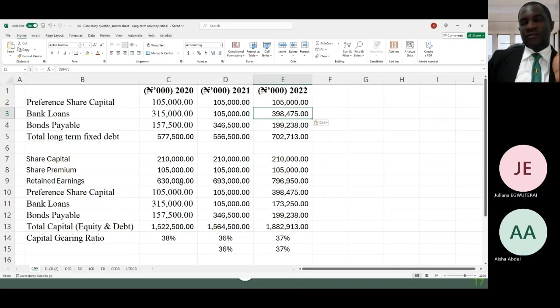So a synonym for long-term solvency is leverage ratio. You are leveraging your financial capital structure. So gearing is just a part of long-term solvency.